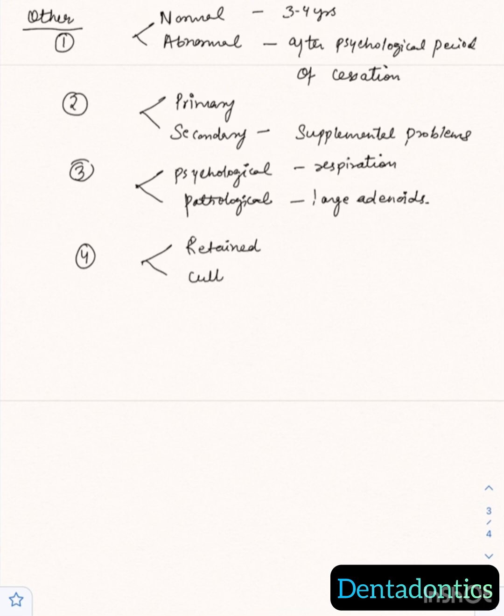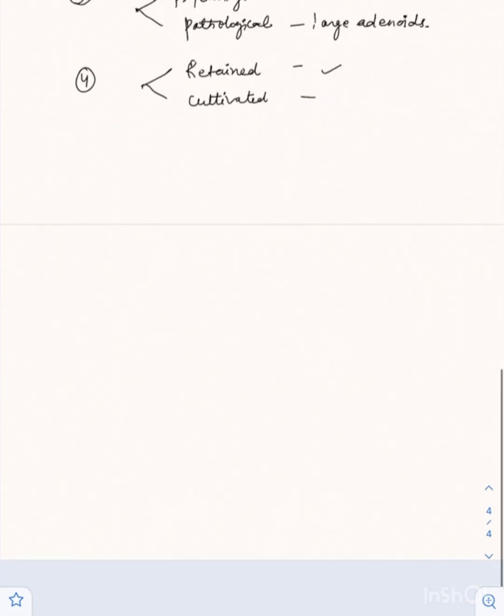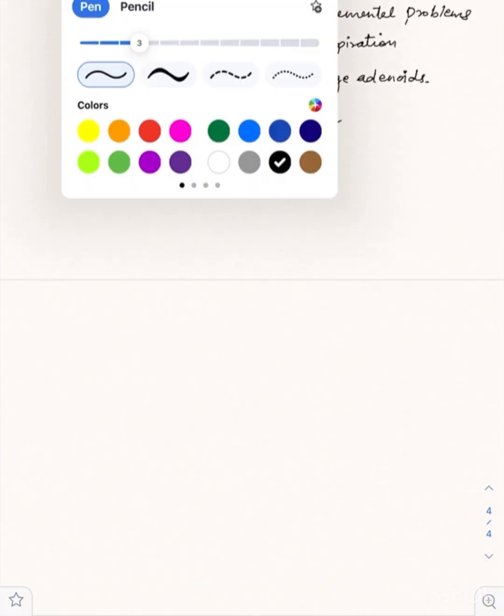Then the other classification is retained and cultivated habit. Retained habit is carried over from childhood to adulthood, and cultivated habit occurs during the socio-active life of an individual. So these are all the classifications of habit.